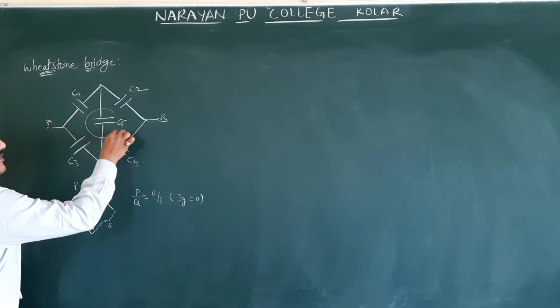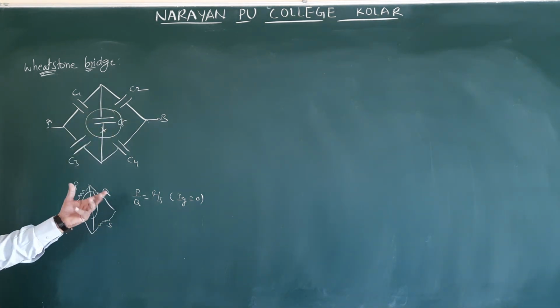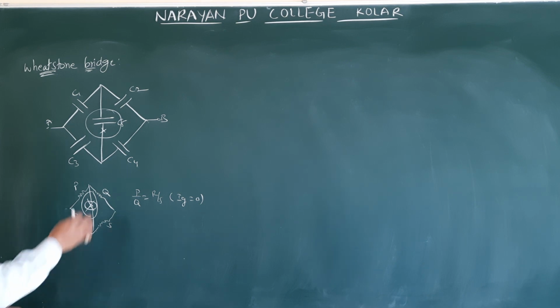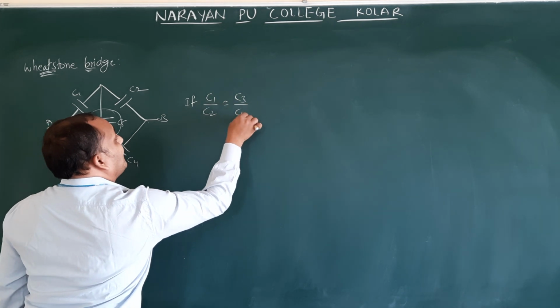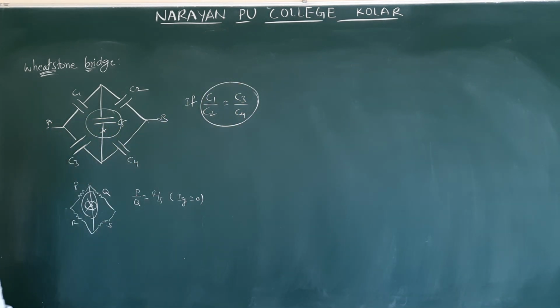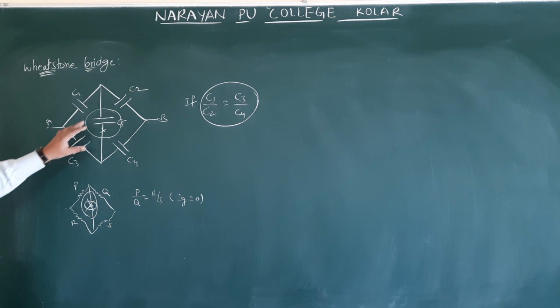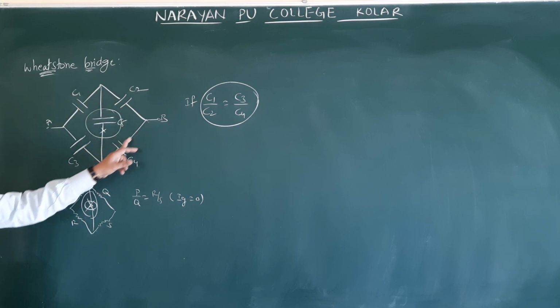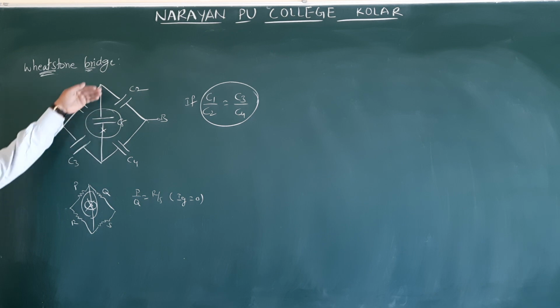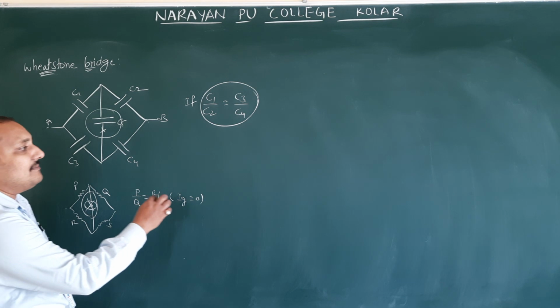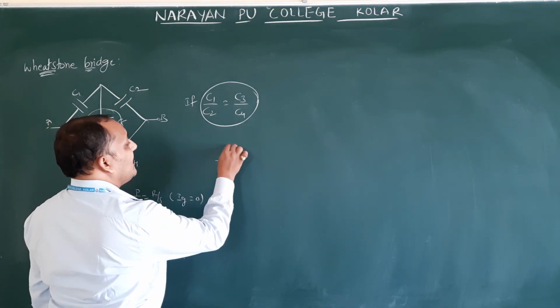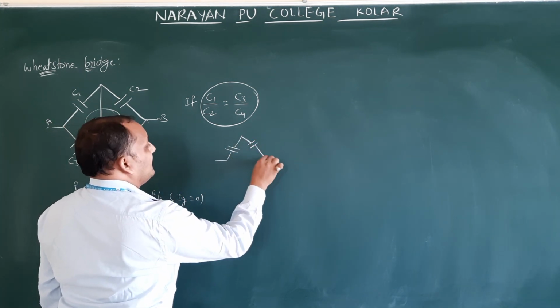Now this capacitor is going to be removed. Out of these, we should know which capacitor is going to be removed. If C1 by C2 equals C3 by C4, then this is going to be removed. Then how are these capacitors connected? C1 and C2 are connected in series, and C3 and C4 are connected in series. So these two are connected in parallel. Isn't it? How will we find the resultant capacitance? Let us solve one simple problem before drawing the different forms of Wheatstone bridges.